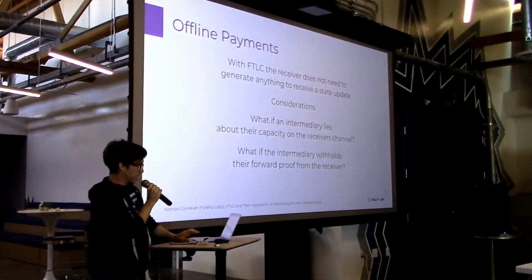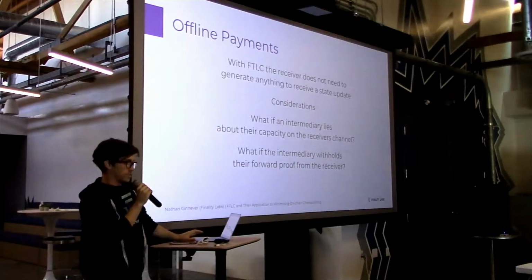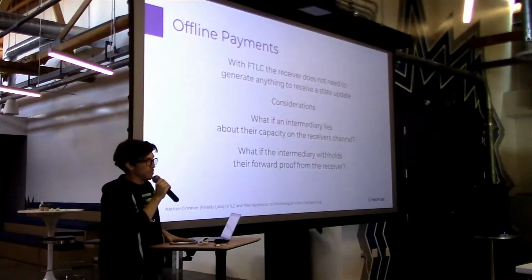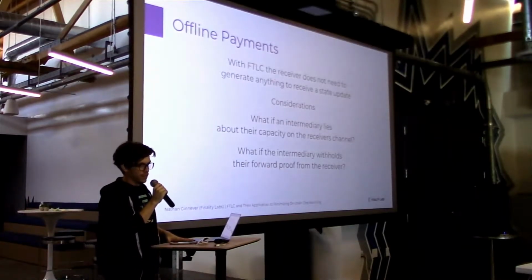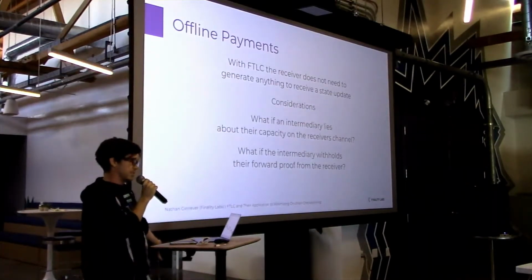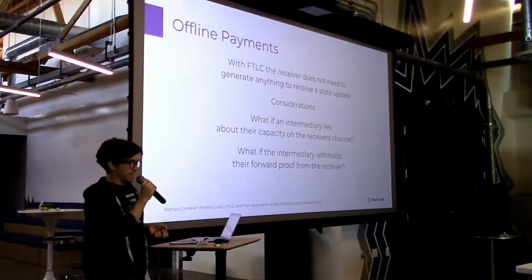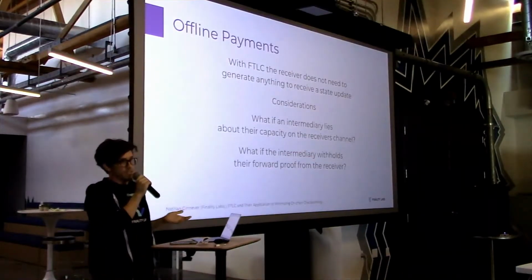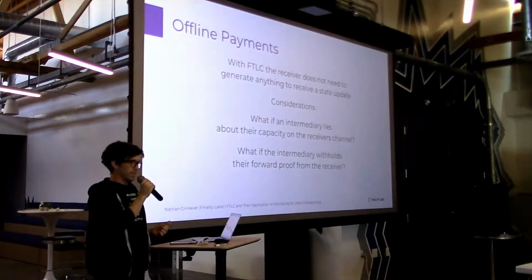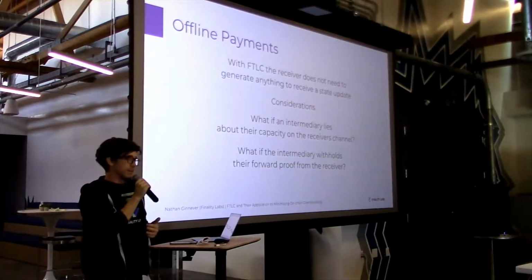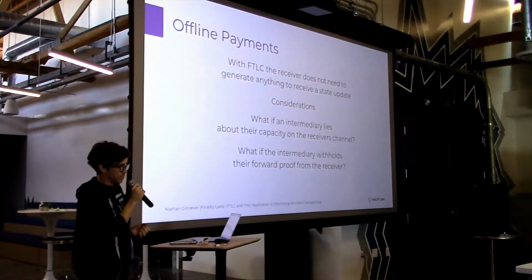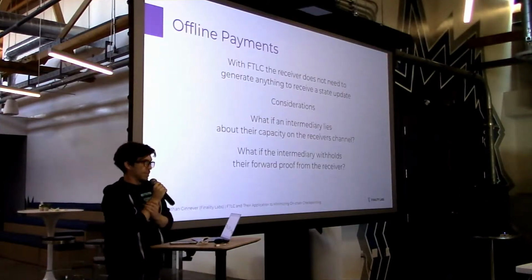So with FTLCs, the receiver does not need to receive the state update, but there are a few considerations. What if the intermediary lies about the capacity that they have with the receiver? The receiver is offline, so I potentially can't get a hold of them and say, hey, the intermediary is saying that they have 10 ether in this channel, but you are saying that they have 12 ether in this channel, or you're not online, so you can't tell me if they actually do have 10 ether or if they only have 5 ether. Maybe they're showing me a state update that's old and they actually spent some of that state and they're not being honest about that. So I need to force them to be honest in a way.